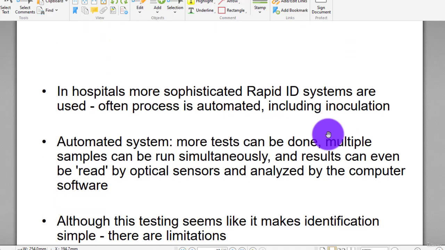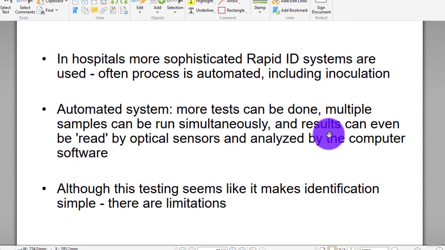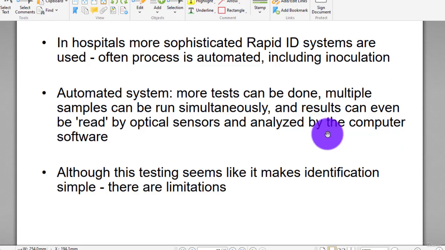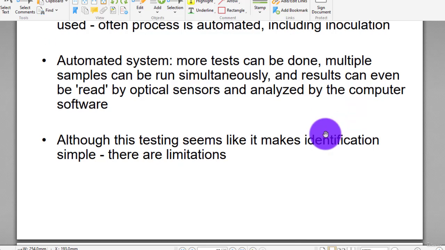In hospitals, more sophisticated rapid ID systems are used. Often the process is automated, including inoculation. With automated systems, more tests can be done. Multiple samples can be run simultaneously, and the results can even be read by an optical sensor and analyzed by computer software.